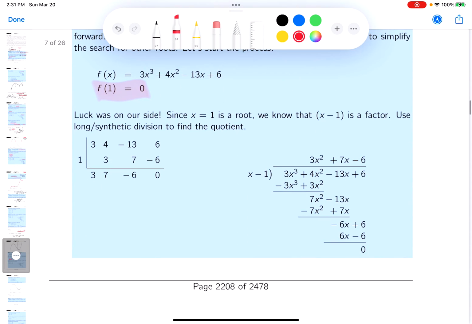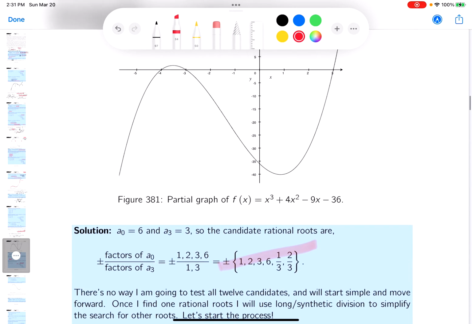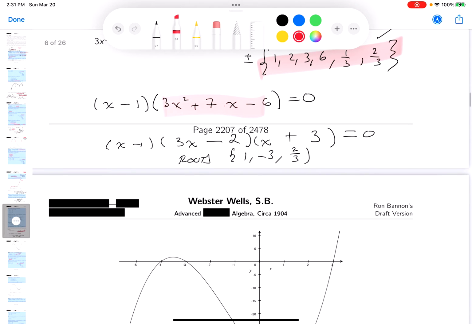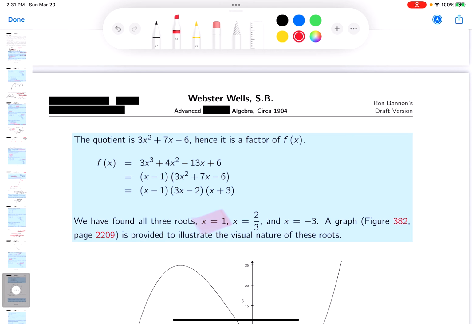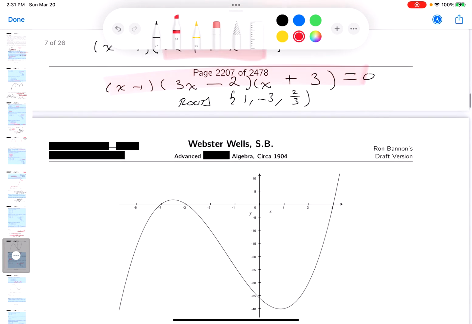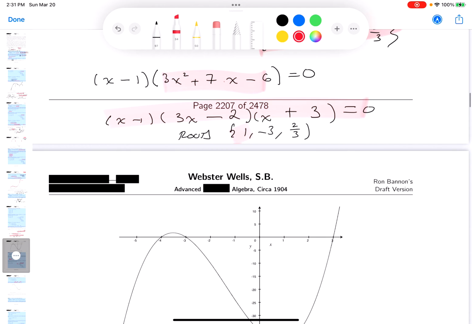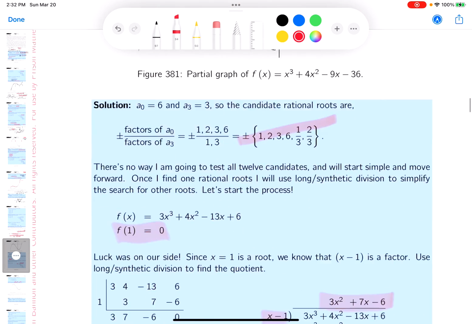I knew the factor was x minus 1. Although I didn't do a long division, did I get 3x squared plus 7x minus 6? I did. Was I able to factor it out to get the roots? I did. Am I agreeing with the roots? 1, minus 3, and 2/3. Let's go back over here, and it's a lot of scrolling. 1, 2/3, minus 3.